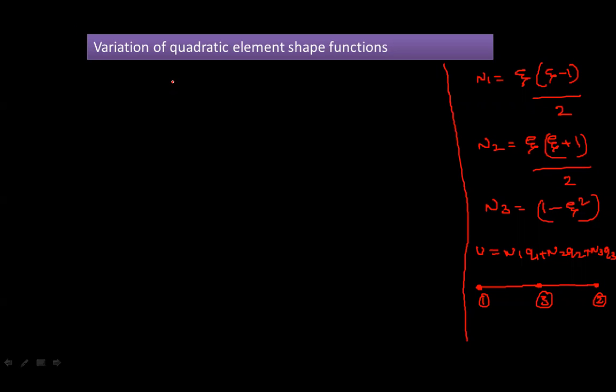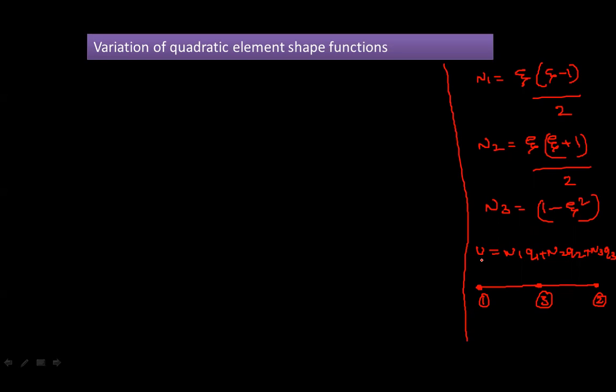Now we're going to see the variation of the shape function throughout a one-dimensional quadratic element. Before that, let us recall the shape function formulas. Shape function N1 is equal to zeta into (zeta minus 1) by 2. Similarly, the shape function N2 is equal to zeta into (zeta plus 1) by 2. N3 is equal to 1 minus zeta square. This we have derived in the last video.